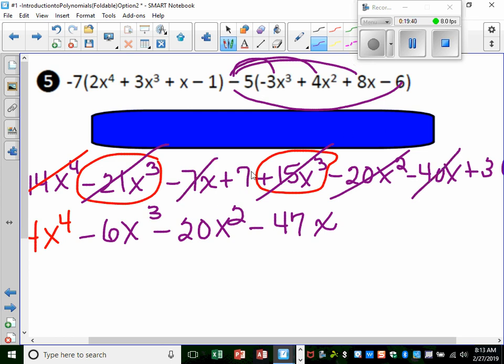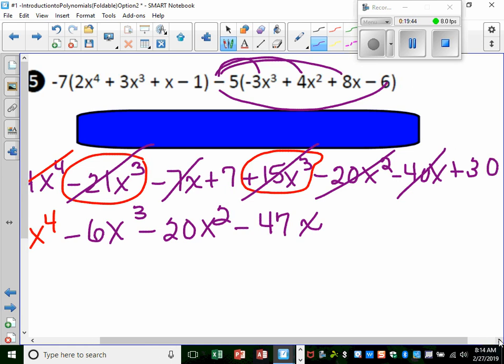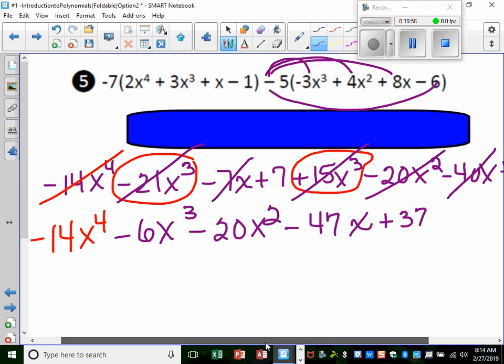And so now I have my constants left. So constants are always last because they don't have variables. So 30 plus 7 will give us what? 37. And that's your final answer. Okay. It's a long process, but it's not a hard process. I mean, because we already know how to distribute and we already know how to combine like terms, right?